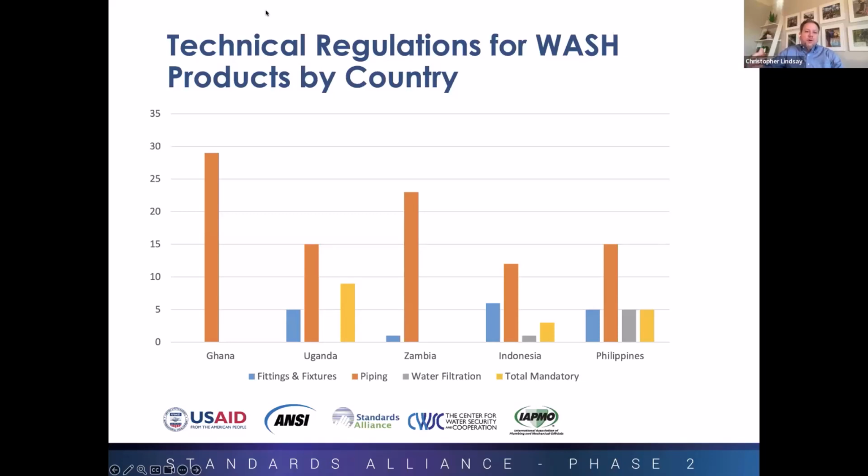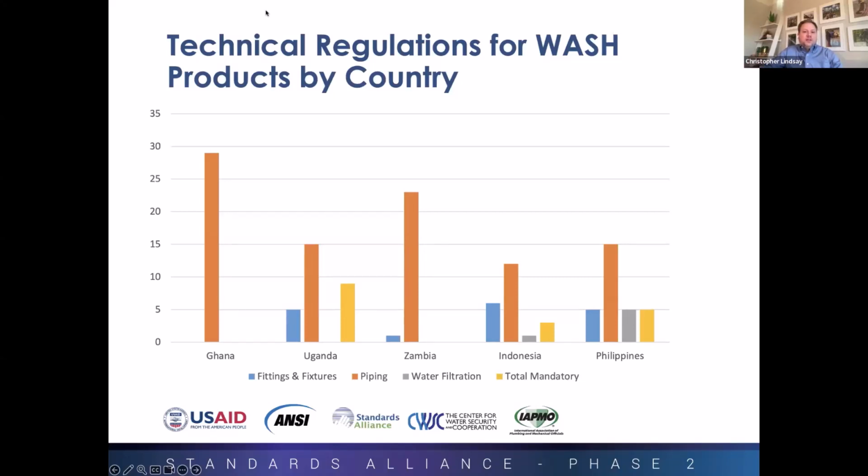For this report, we were very excited that ANSI and Alexandra, with her work with the center, allowed us to include our work, expand on this work with the national standards bodies from Ghana, Uganda, and Zambia to identify national technical regulations in their catalogs of technical regulations related to WASH products. We divided these products into three buckets. The first is fittings and fixtures, which includes items like hand pumps, faucets, sanitary products. The second bucket is piping. And the third bucket was water filtration technologies.